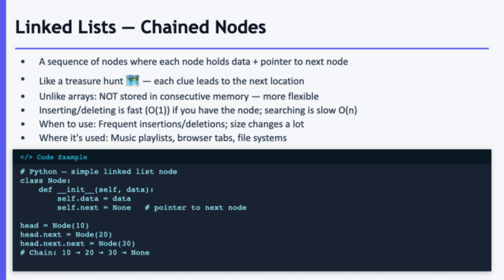A linked list is a sequence of nodes where each node points to the next one. It is like a treasure hunt where each clue leads you to the next location. It is more flexible than an array but slower when you need to search for something.